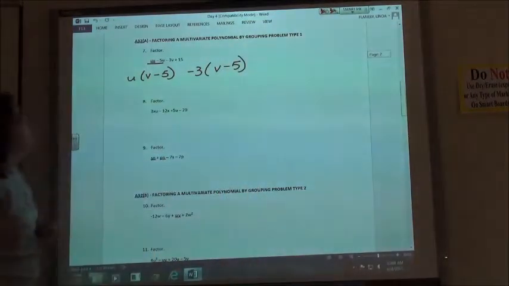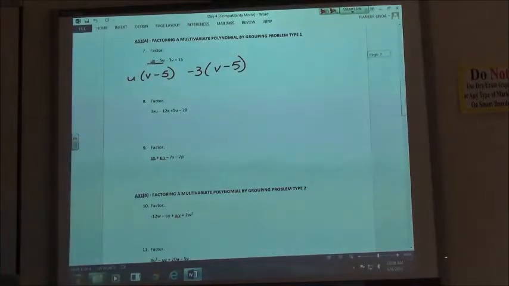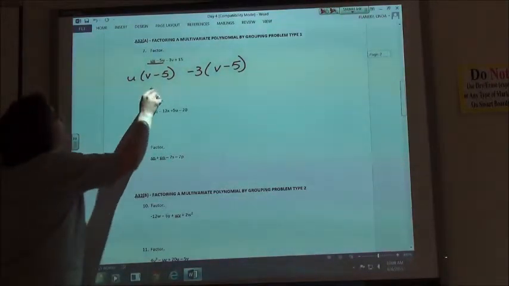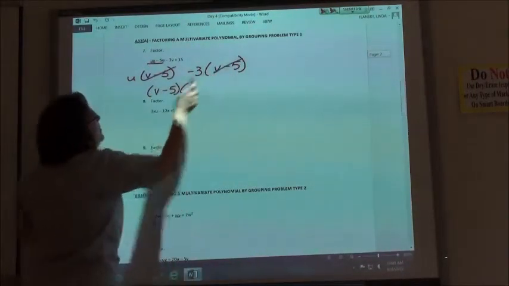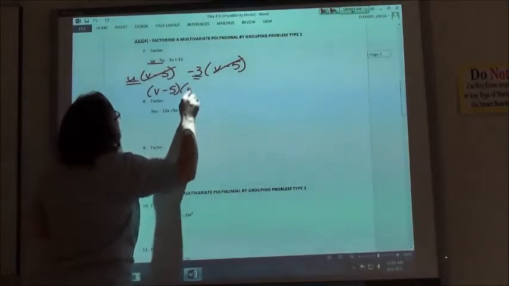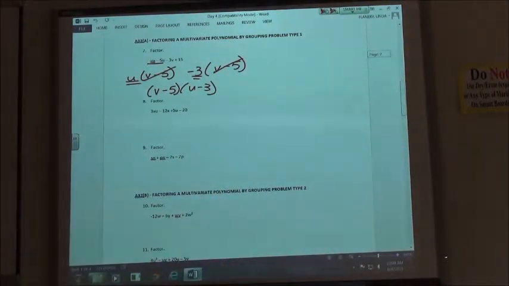So my goal for factoring by grouping is to have these two things in the parentheses exactly the same, which then becomes your greatest common factor. My greatest common factor here is v minus 5. When I factor that out, I'm left with those things in front, u minus 3. And if I would FOIL v minus 5 times u minus 3, I should get the exact same 4 terms I started with.